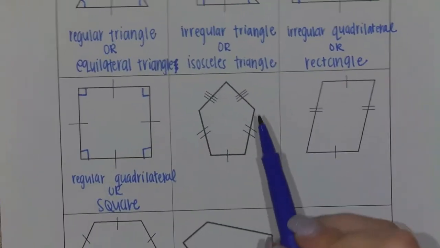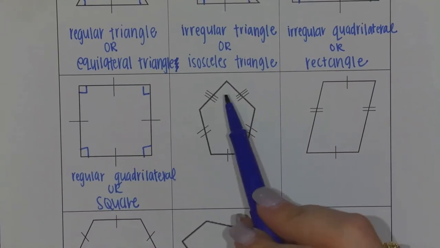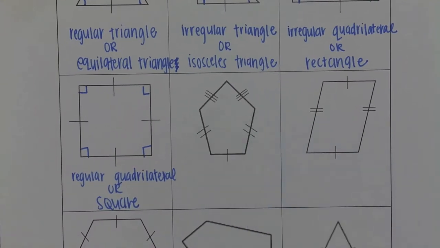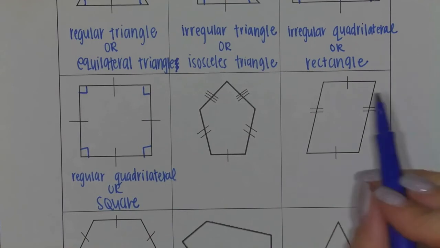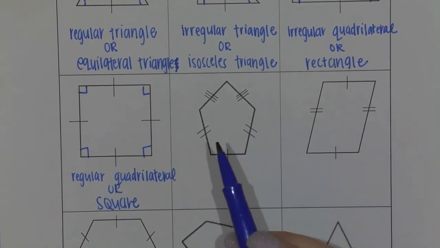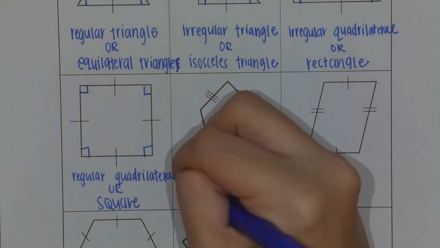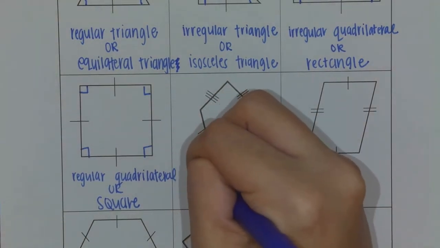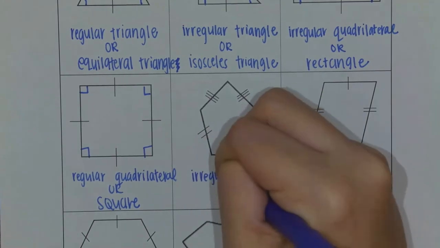All right, moving on to our next one. Here I see that I have 1, 2, 3, 4, 5 sides. So I know this is going to be a pentagon. But when I look at it, all of my sides, they don't all have the same amount of tick marks. So this is going to be an irregular pentagon.